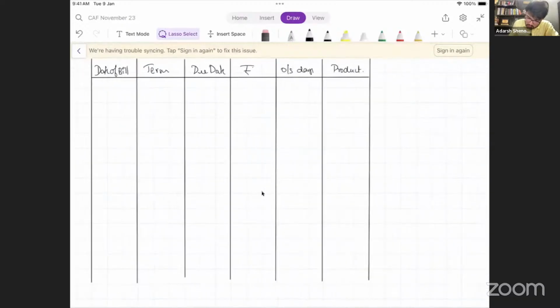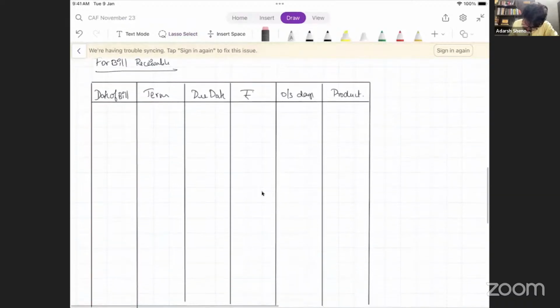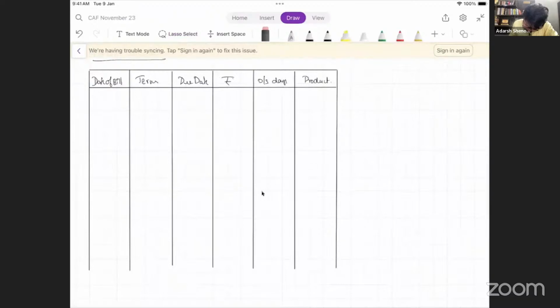Okay, so I'll tell you how to do that. So the date of the bill is given as 12/6 for bills receivable and for bills payable. Together you can do it, or you can do it separately. Instead of doing it like this, do it separately.